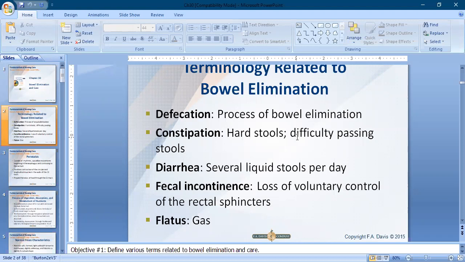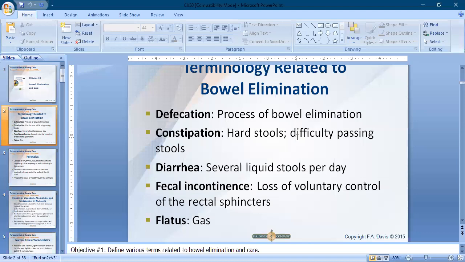Sometimes incontinence is caused by stress: urine or fecal loss with abdominal pressure, like sneezing, coughing, or laughing. The other type is called urge incontinence, usually the inability to reach the bathroom in time due to an overactive detrusor muscle, especially with urinary incontinence.